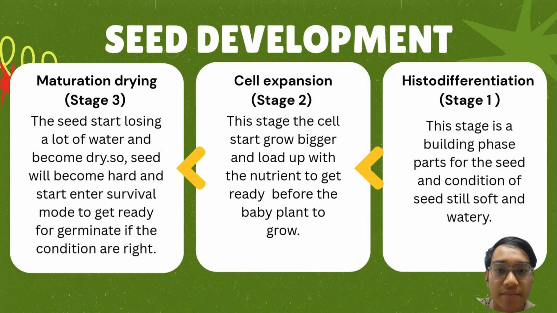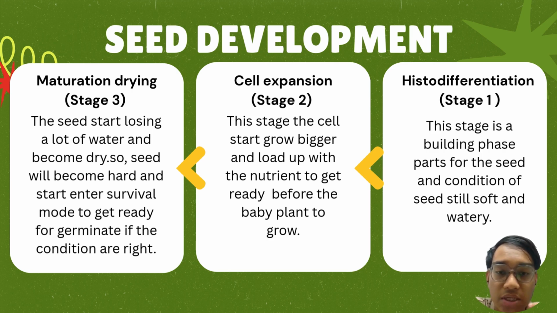Next is seed development. Seed development has three stages. Stage one is histodifferentiation. This stage is a building phase for the seed, and the seed is still soft and watery.